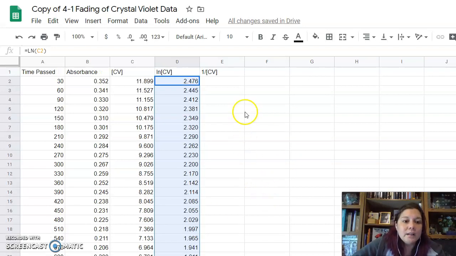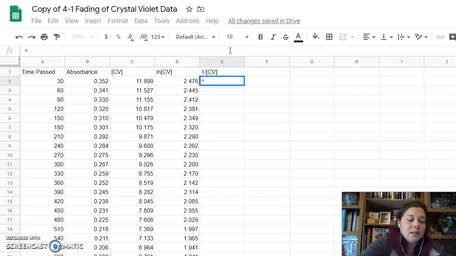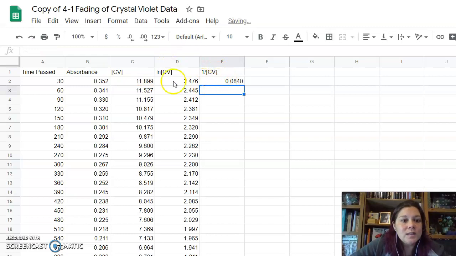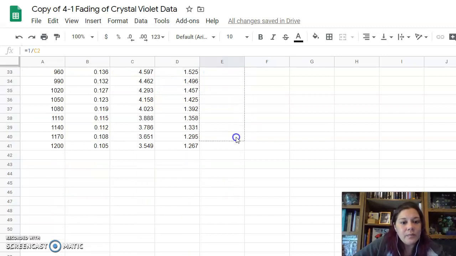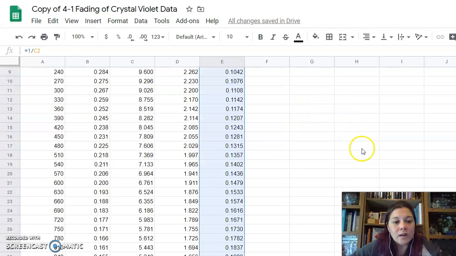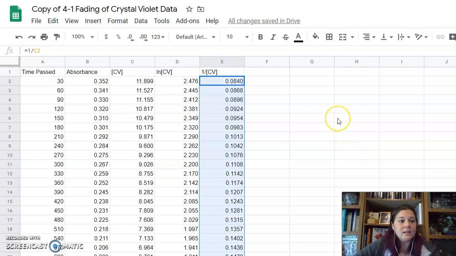All right, finally, we're going to do the same thing for the inverse concentration. In this case, we're going to say that this equals literally 1 over the cell that has the concentration. So that's C2, not the previous cell this time. Hit enter. And so this is 1 divided by 11.899. Hover, click and drag. And now you've done all of those calculations very quickly for this pretty large data set. It had about 40 points in it.